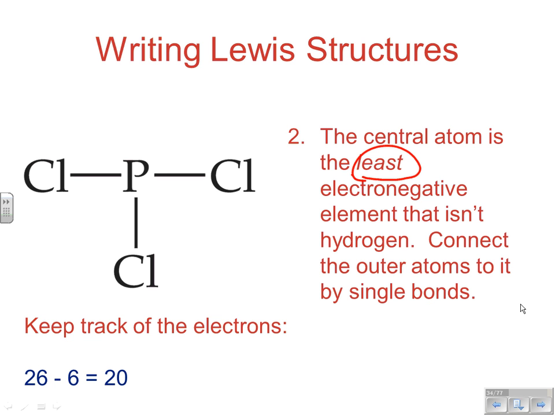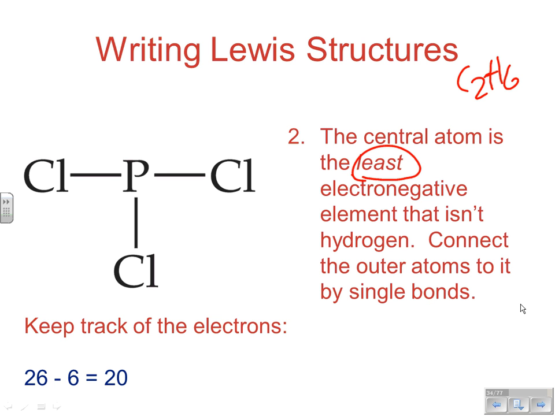PCl3, phosphorus has got to go in the middle. CH4, carbon's got to go in the middle. The one you only have one of is going to go in the middle. The only thing you really have to watch out for is some simple organic substances, something like C2H6. The carbons would both basically go in the middle, and the hydrogens would end up spaced around them.